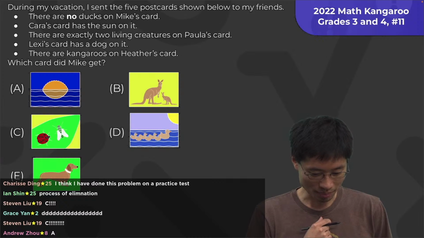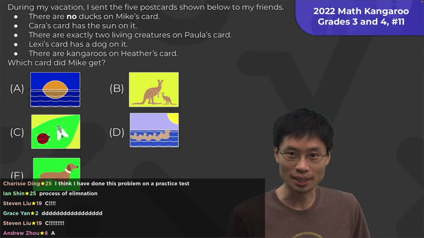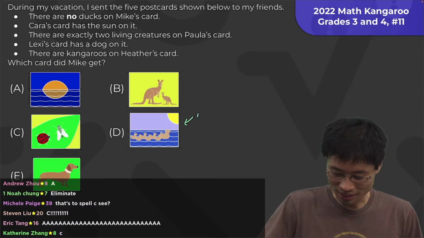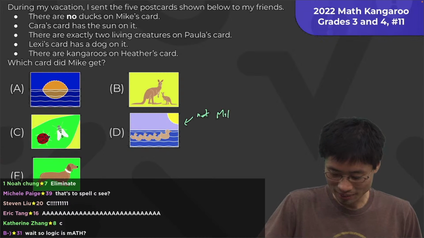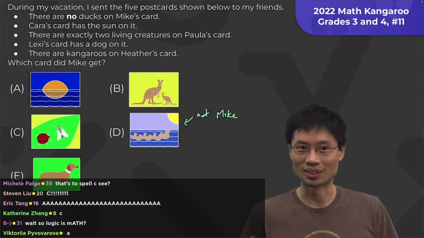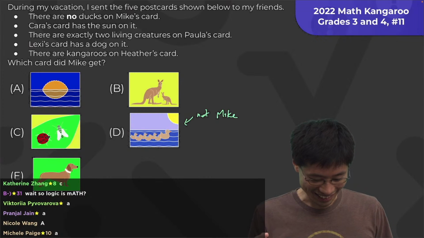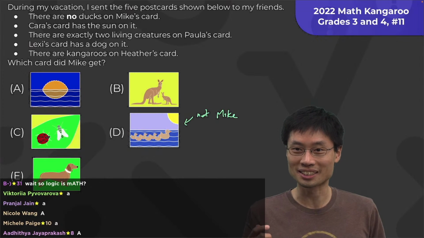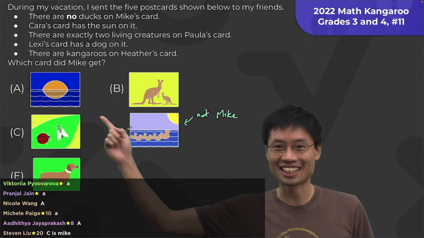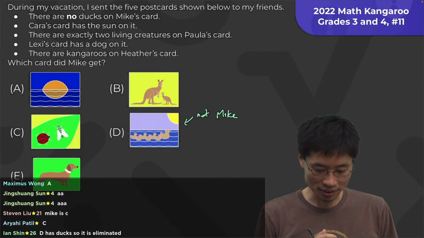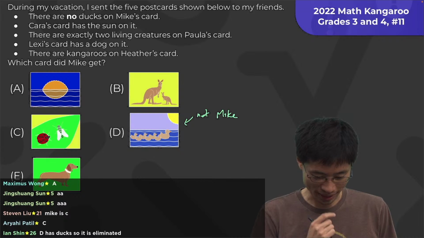No ducks on Mike's card. Oh, I'm supposed to figure out which card was Mike's. I see some ducks. So now I know that D is not Mike. Okay, what else do I know? Kara's card has the sun on it. Well, that's easy. Oh no, that's not. There's 2 cards with the sun on it. I see Kara's card, but there's 2 of them. There are exactly 2 living creatures on Paula's card. Okay.